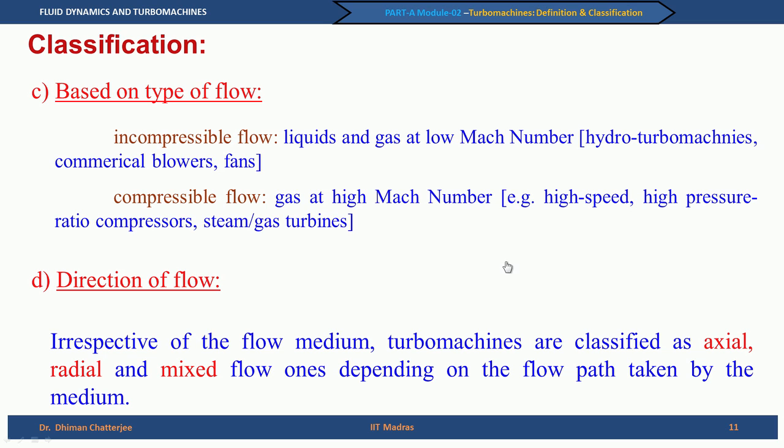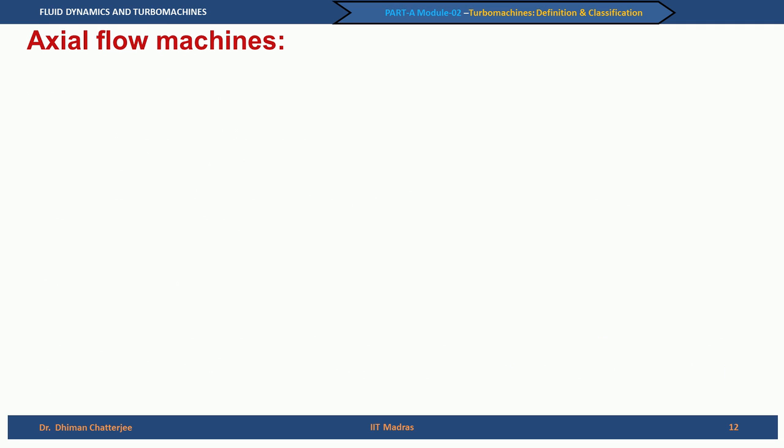So, irrespective of the fluid medium and the type of flows, turbo machines are classified as axial, radial and mixed ones depending on the flow path taken by the medium. So, we will go through each of these one after another. We start with axial flow machines.